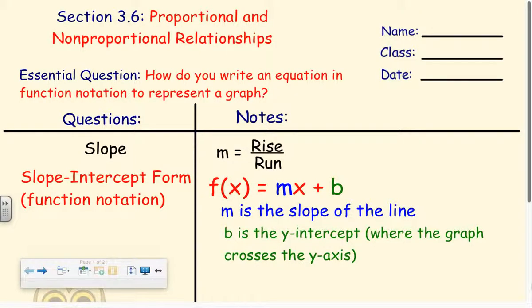Section 3.6, Proportional and Non-Proportional Relationships. Essential question: How do you write an equation in function notation to represent a graph? There's a few different vocab that we're going to need in this lesson.